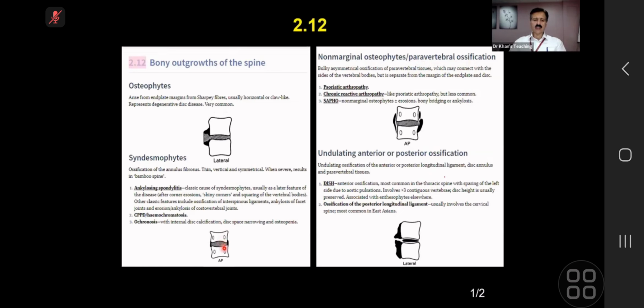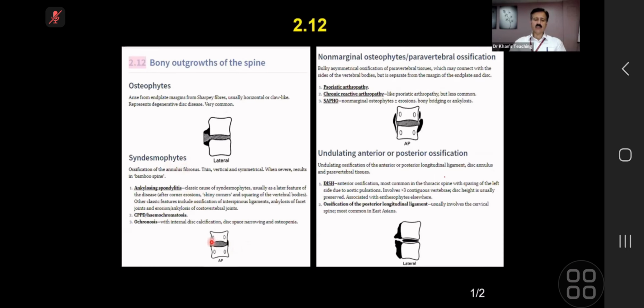Syndesmophytes can be seen in ankylosing spondylitis, and also in things like hemochromatosis or alkaptonuria, which is ochronosis. What is the definition of a syndesmophyte? It is ossification of the annulus fibrosus. Look at this epifilm. This is the intervertebral disc. The outermost portion of the intervertebral disc is known as the annulus fibrosus, and the central portion is known as the nucleus pulposus. So when there is ossification of the annulus fibrosus, we use the word syndesmophyte.